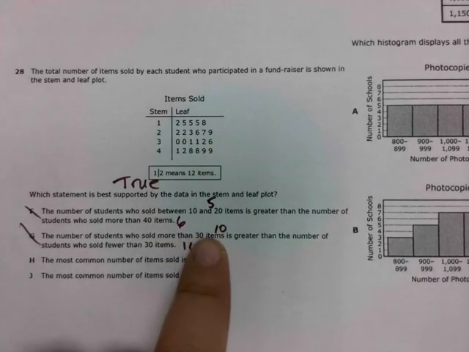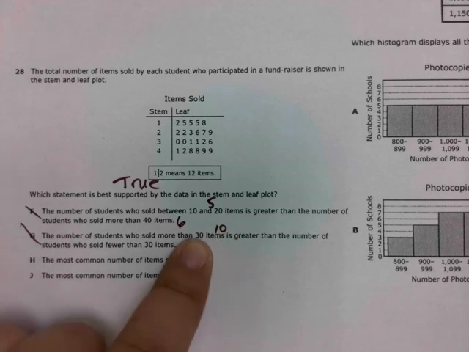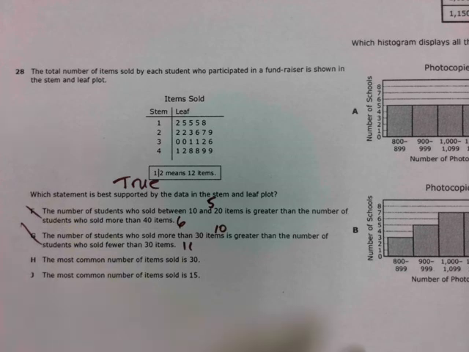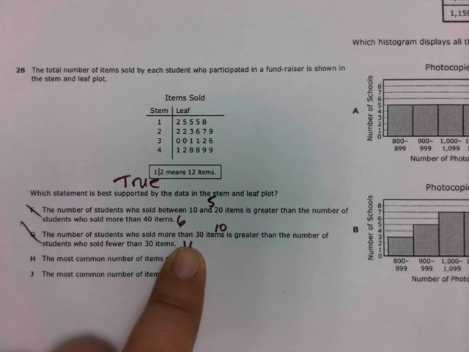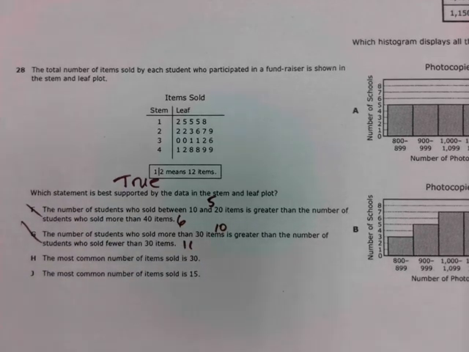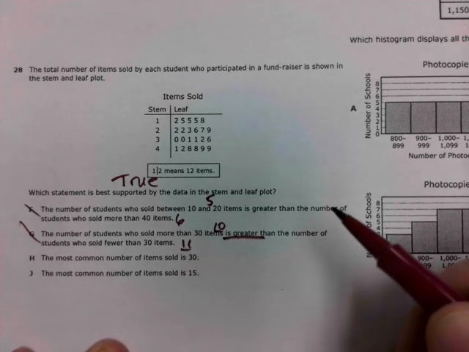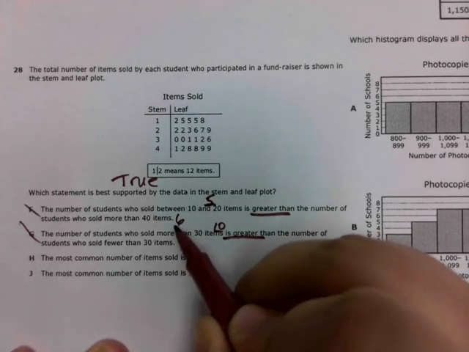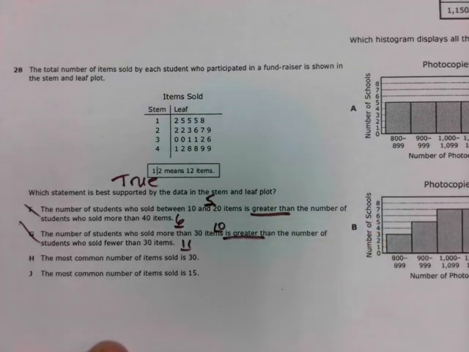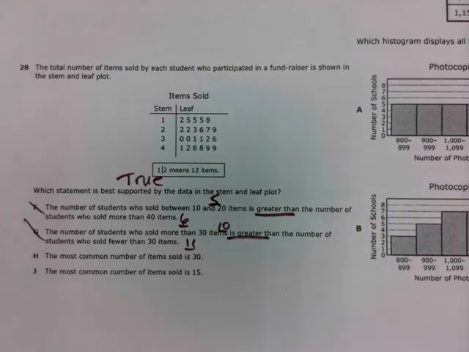So by figuring out what these numbers were, what 30 items or greater was equal to, it was 10 people or 10 items. This was 11. We take out all those words and we can focus on just the numbers. 10 is greater than 11. That's not true. 5 is greater than 6. That's not true. Just kind of helps to read it without all those words there.